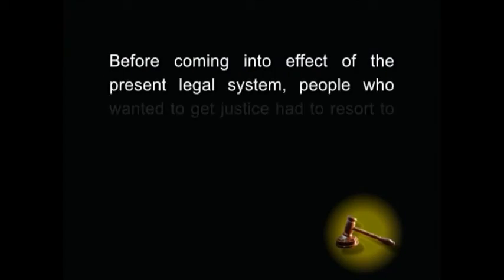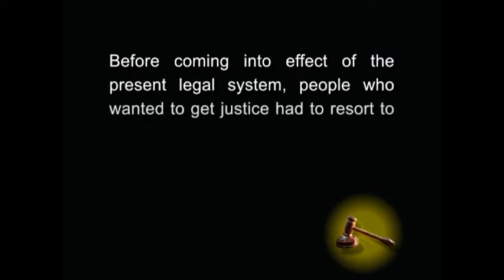Administration of justice can be termed as an essential function of a state. The present form of administration of justice has been reached at this stage by passing through various stages. Before the present legal system came into effect, people who wanted to get justice had to resort to private vengeance, being helped by friends and kin, as the state was not responsible for providing them with justice.